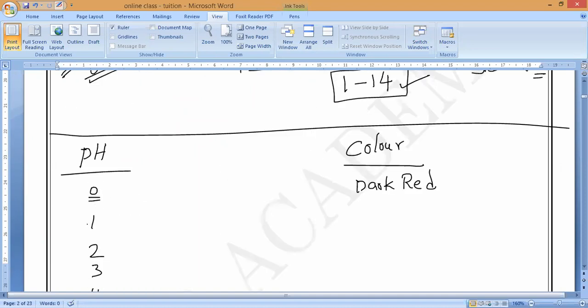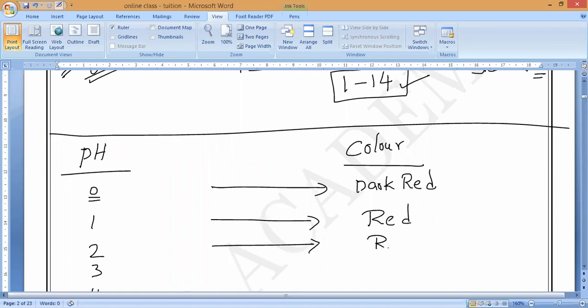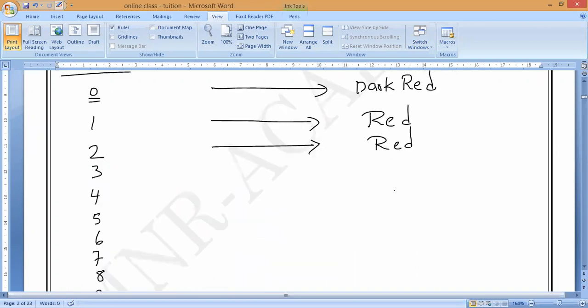Please remember. What is the first color? Dark red. 1 and 2, both are red color. That is what you have to remember. Next, the third one, pH 3, is orange mixed lightly with red. We say orange red. Not orange, not red, both are mixed. Do you understand? Orange red.